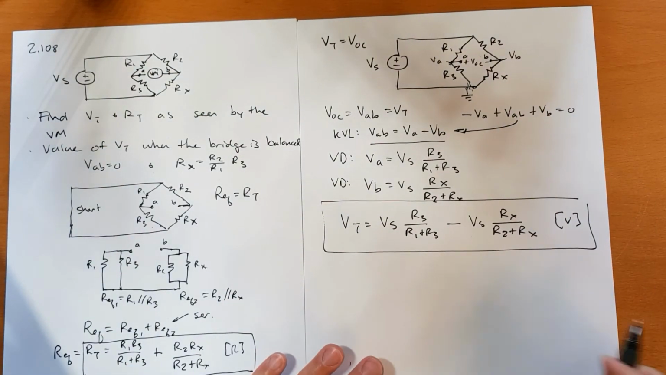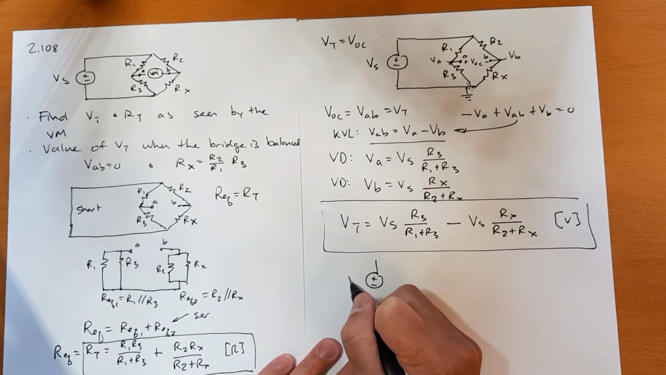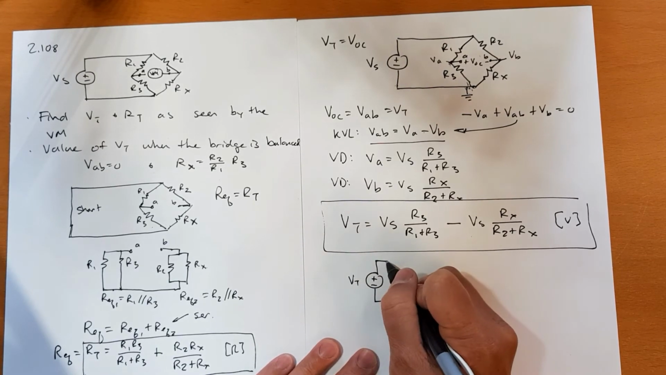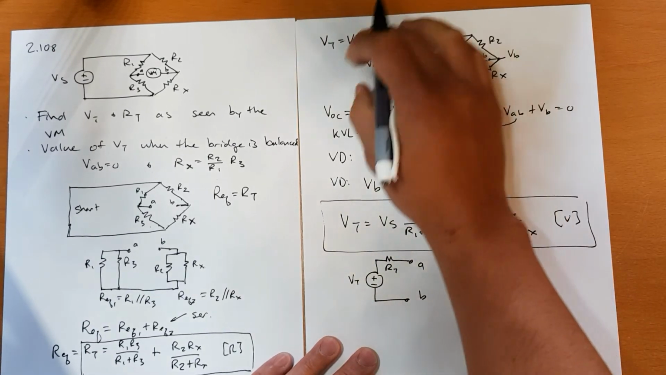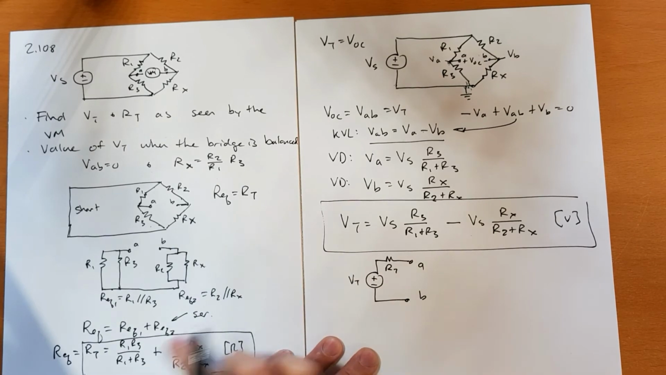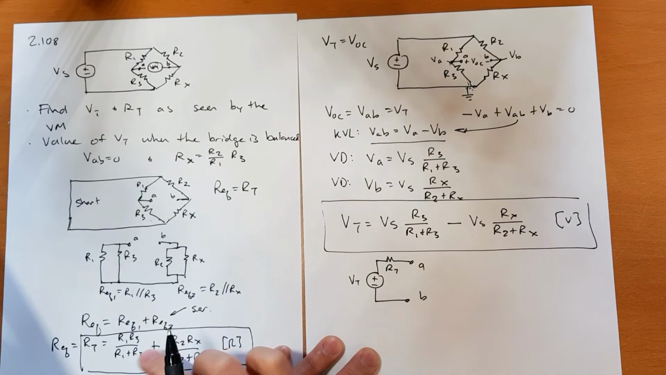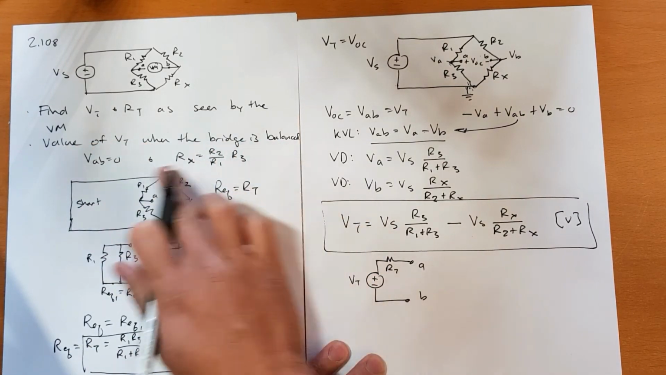All right. So what does that mean? That means if we had this circuit between A and B, this entire thing could be replaced by this simple circuit as long as VT was this and as long as RT was this guy over here. Okay, so then the next question asks, what is the value of VT when the bridge is balanced?